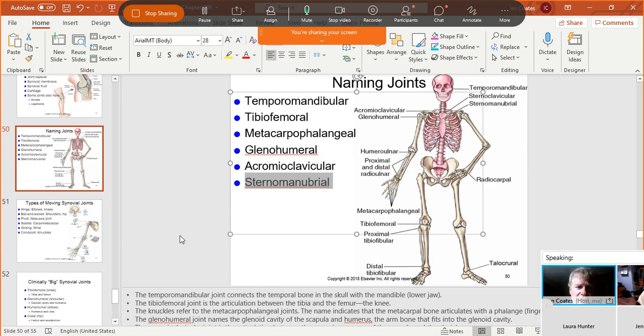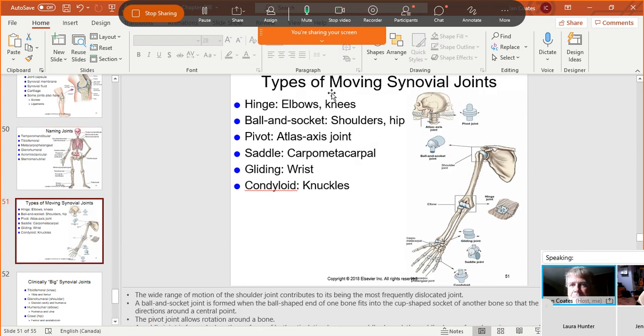So have a look at these types of moving synovial joints here. We've got the hinge, which is just open and close, like your elbow. It opens and closes. That's a hinge joint. Ball and socket, shoulder and hip. Pivot, axis and atlas. Saddle joints. These are bones there that look like a saddle, and they move like this.